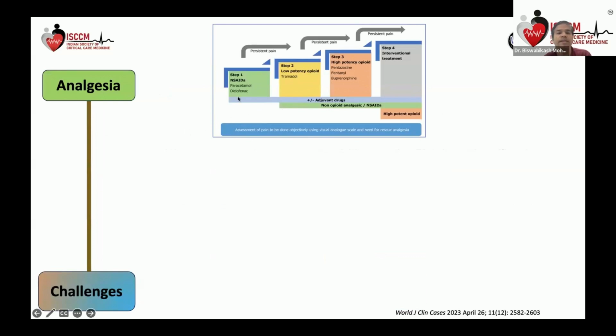Step 1 is paracetamol and an NSAID if the kidney is okay. And step 2 is a low potency opioid like tramadol. Then we go for high potency opioids, fentanyl, buprenorphine. Then for stage 4, we can go for interventional treatment.